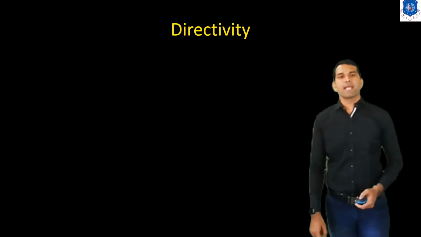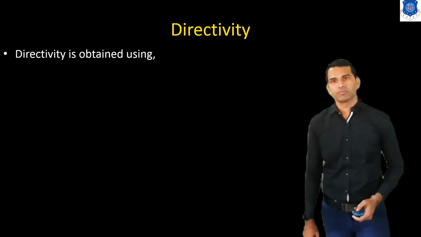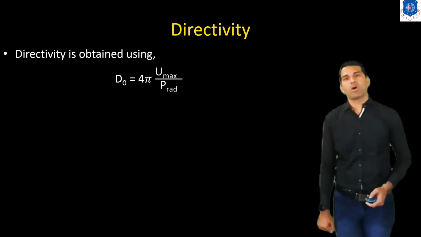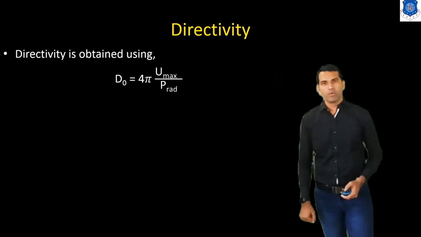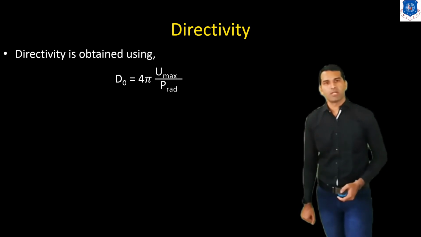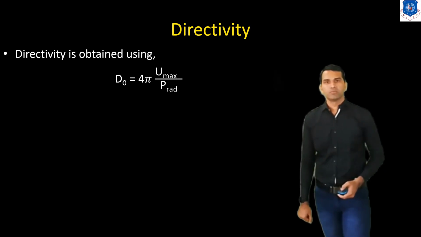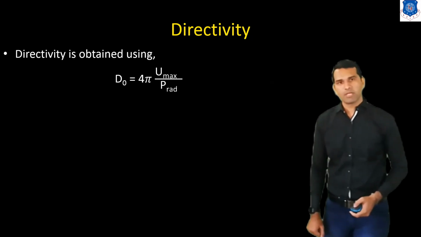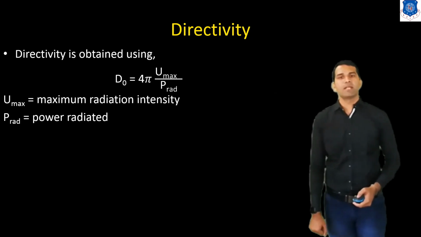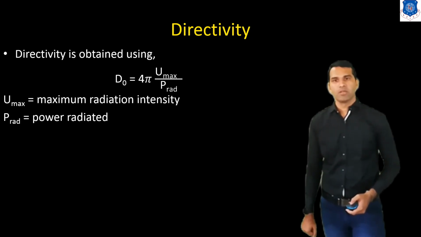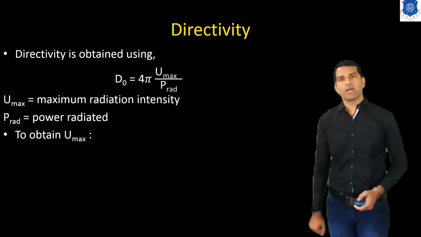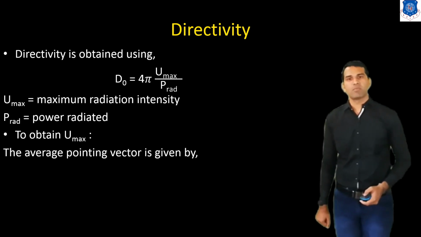Now the directivity for the oscillating dipole. Directivity is obtained by using D0 is equal to 4 pi U max upon P radiate. We know the relation between the directivity, U max and the power radiated from the second chapter, that is the parameter chapter. U max is the maximum radiation intensity and P radiate is the power radiated. So to obtain the directivity, first we have to find out U max, that means the maximum intensity.